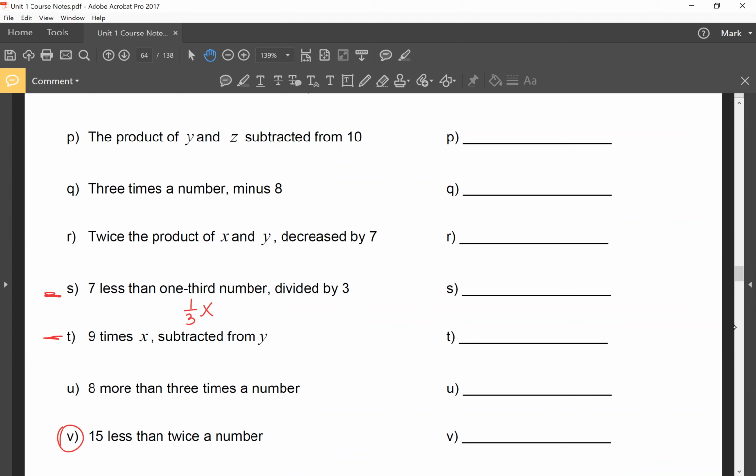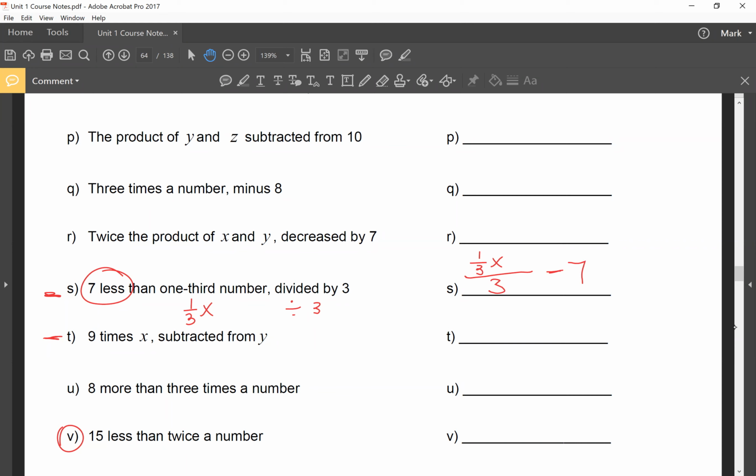Okay, so divided obviously means this. We're going to divide it by 3, but 7 less than 1/3 a number divided by 3. What that means is we're going to take 1/3 a number. We're going to divide that number by 3, and then we're going to subtract 7 from it. This one's a hard one.